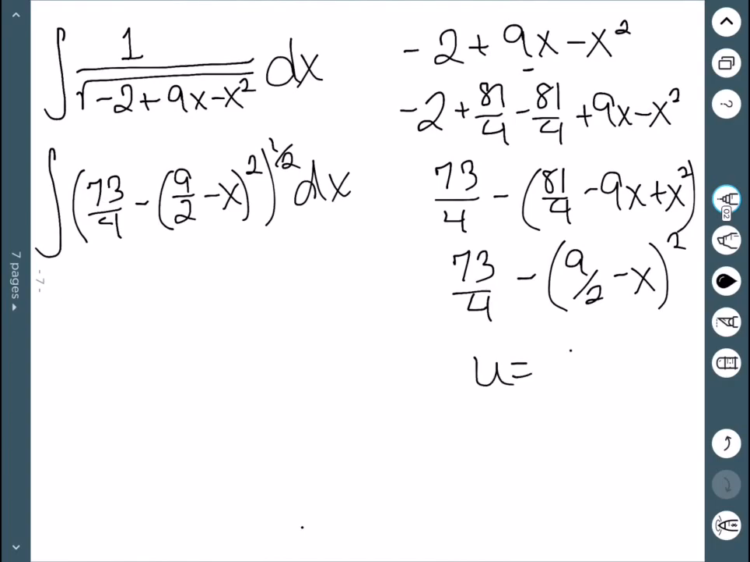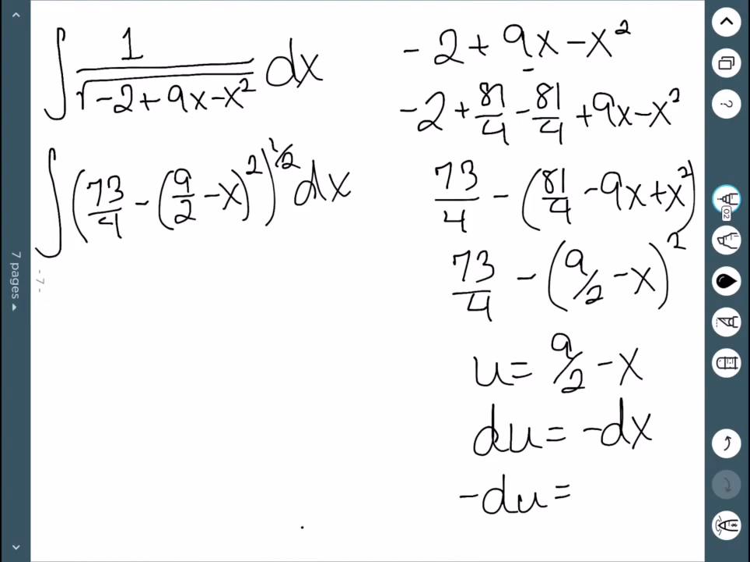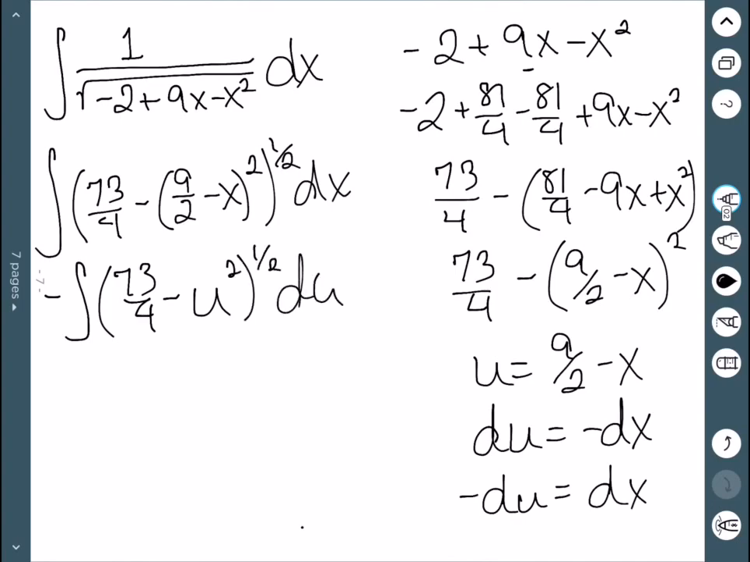And then to make it look a little bit nicer, I'm going to let u be equal to 9 over 2 minus x. So in this case, du is negative dx. So negative du is equal to dx. Therefore, I have negative the integral of 73 over 4 minus u squared to the 1/2 du.